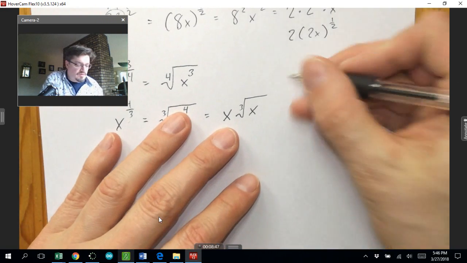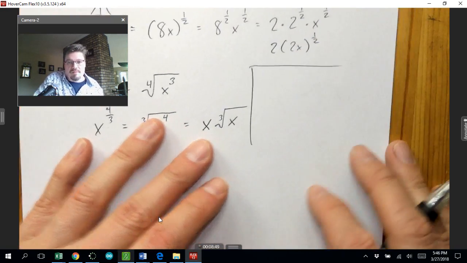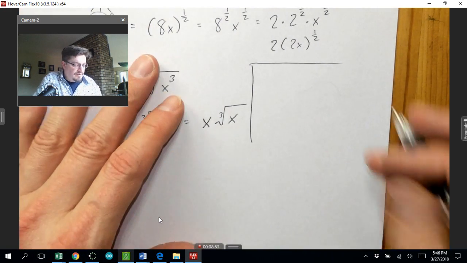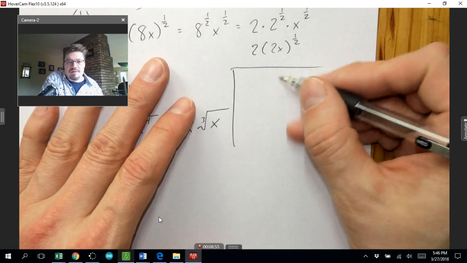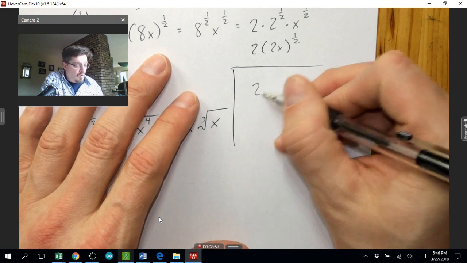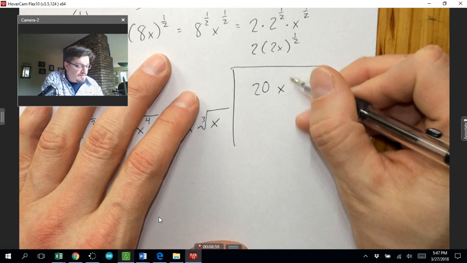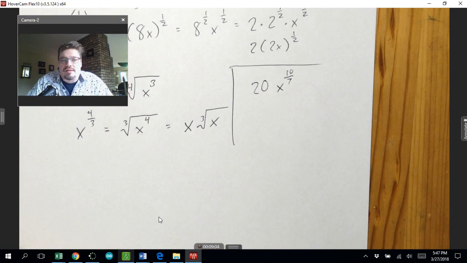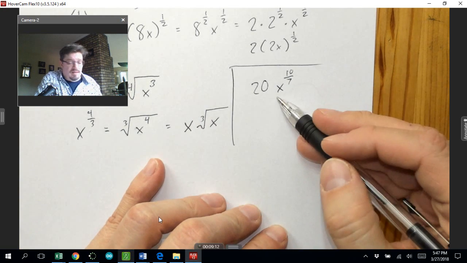Actually, let me just scoot over. I'm going to try to use as little paper as possible today. Let's say that we got, keep going with the examples, 20x to the 10/7. One of the things that you want to understand is that the 10/7 does not apply to 20. It only applies to x.